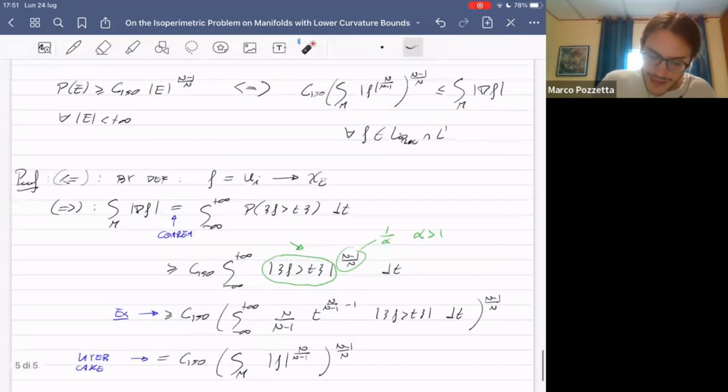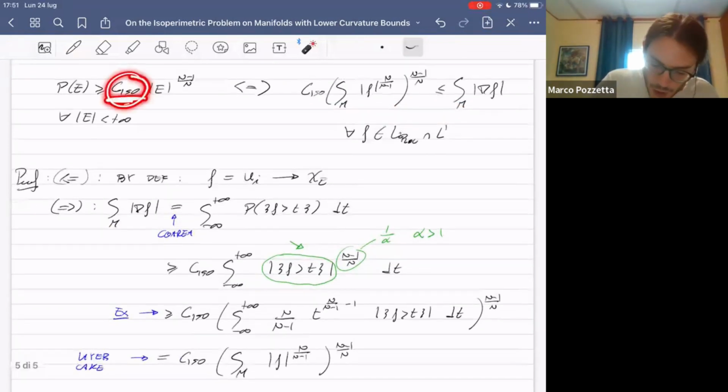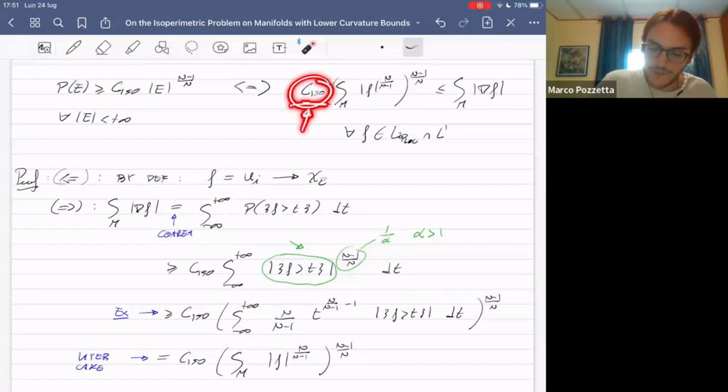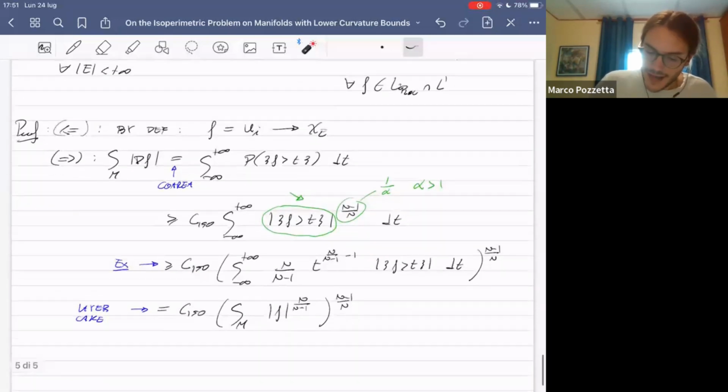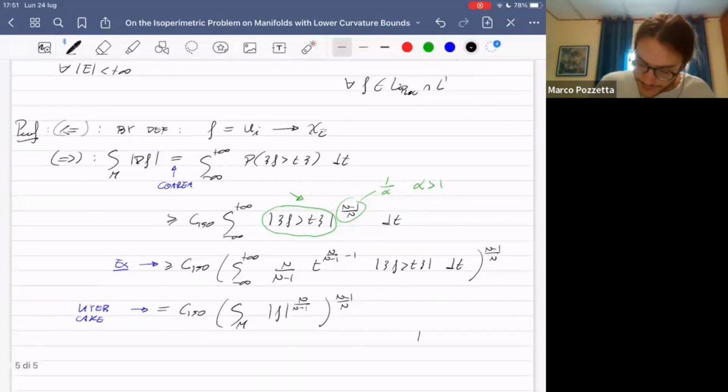And observe that the same unknown constant, the same generic constant C iso that I had in the isoperimetric inequality, appears then in the Sobolev inequality. Okay, so this concludes also the proof.